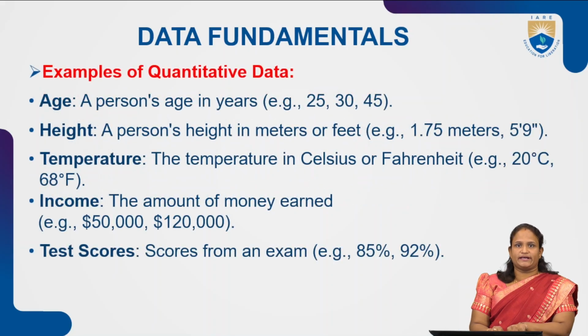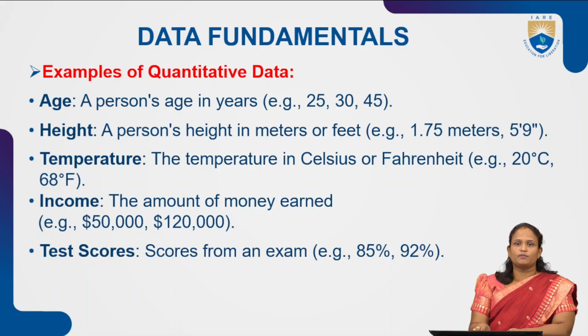Examples of quantitative data: age. A person's age in years. Example, 25, 30 and 40. This is a person's age. And height. A person's height in meters or feet we can measure. Temperature. The temperature in Celsius or Fahrenheit. These are all taking numerical values, which is quantitative data.